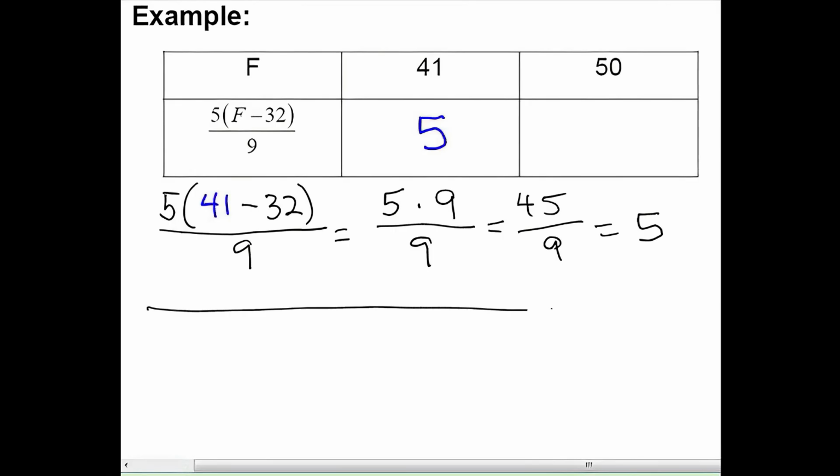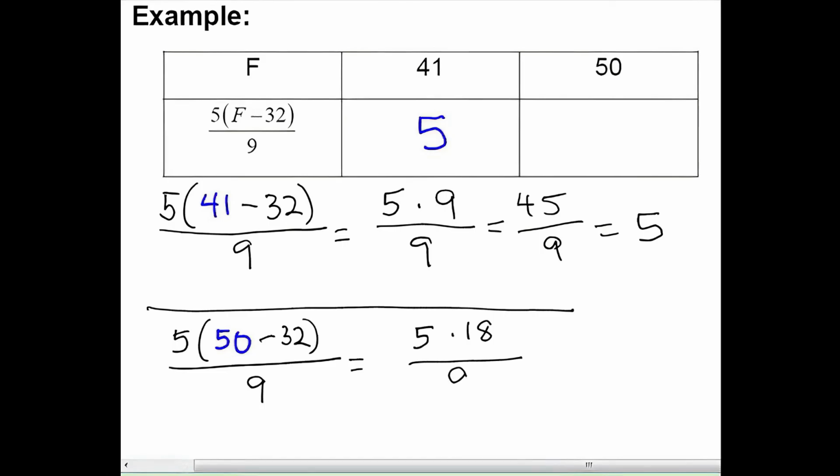And then you just start over. So we're going to use the same formula and we're going to plug in the 50. So we're going to do 5 times 50 minus 32 over 9. Do your parentheses first. 50 minus 32 gives us 18 times the 5 divided by 9. 5 times 18 gives us 90. Divided by 9 gives us 10.